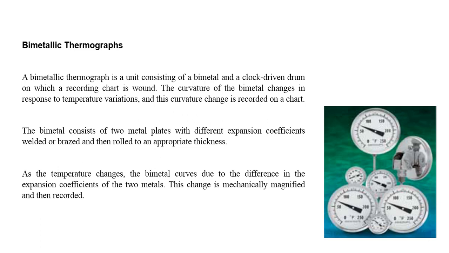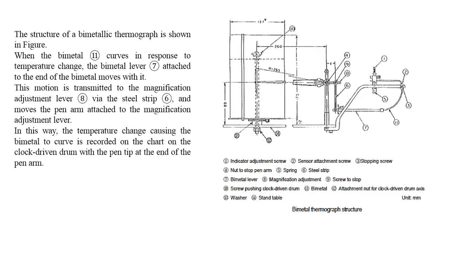The bimetal consists of two metal plates with different expansion coefficients, welded or brazed and then rolled to an appropriate thickness. Now, as the temperature changes, the bimetal curves due to the difference in the expansion coefficients of the metals. This change is mechanically magnified and then recorded. In this figure, we can see the bimetallic thermograph.